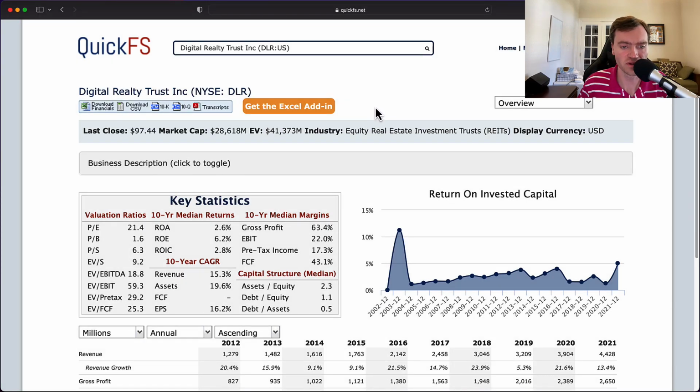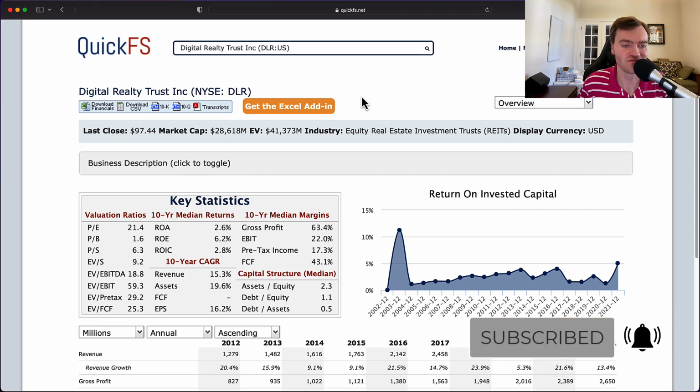We are working through every company in the S&P 500, and today is Digital Realty Trust, ticker DLR. Over the next few minutes, I'll discuss my thoughts about business quality and its valuation.